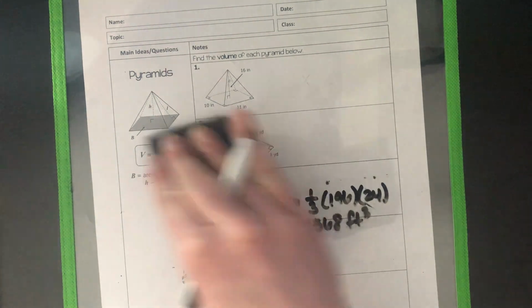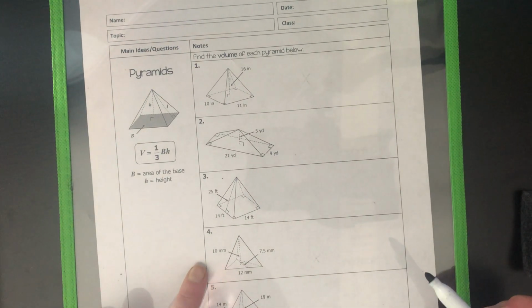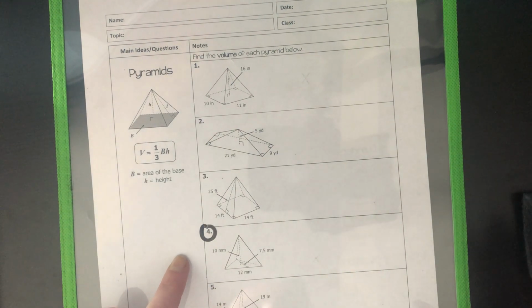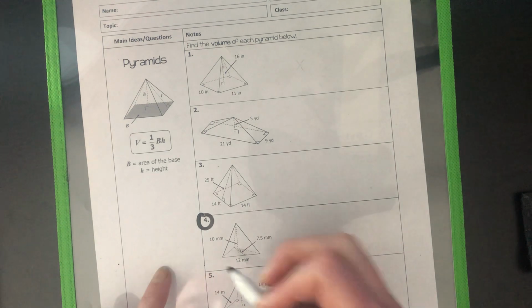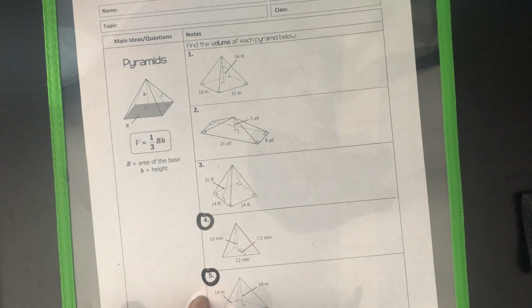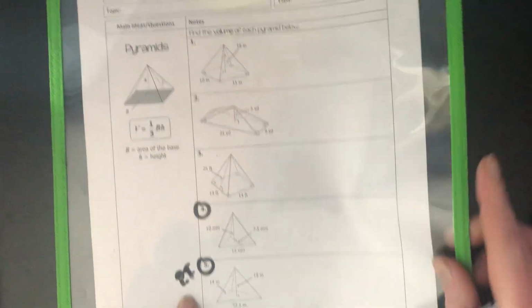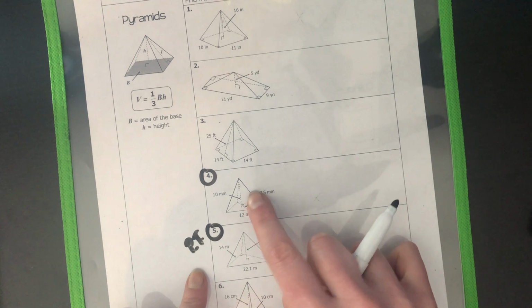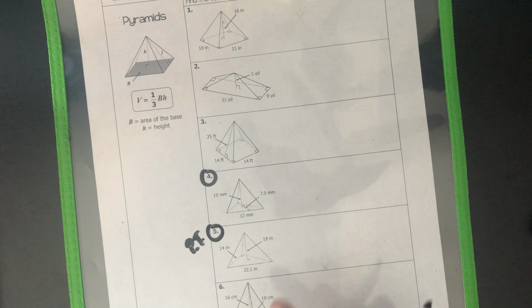So, what I'd like you to do is try number 4. Hint, no Pythagorean theorem needed. And I would like you to try number 5 as well, but Pythagorean theorem is going to be needed. Okay, so try out 4 first, and then we'll go to 5, and Pythagorean theorem will be involved. So give that a whirl.